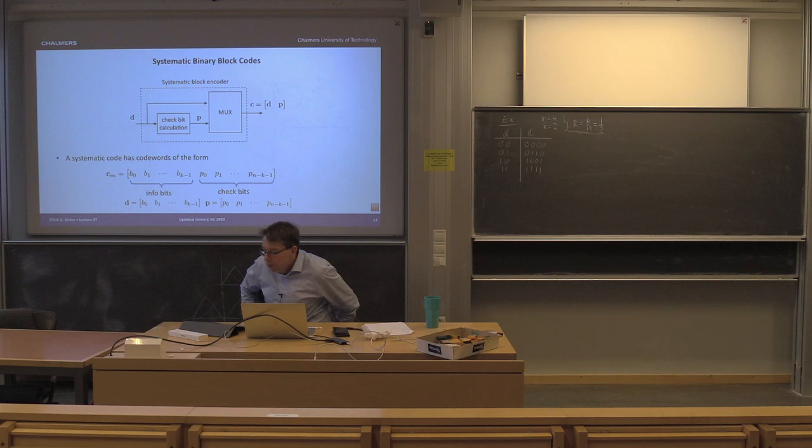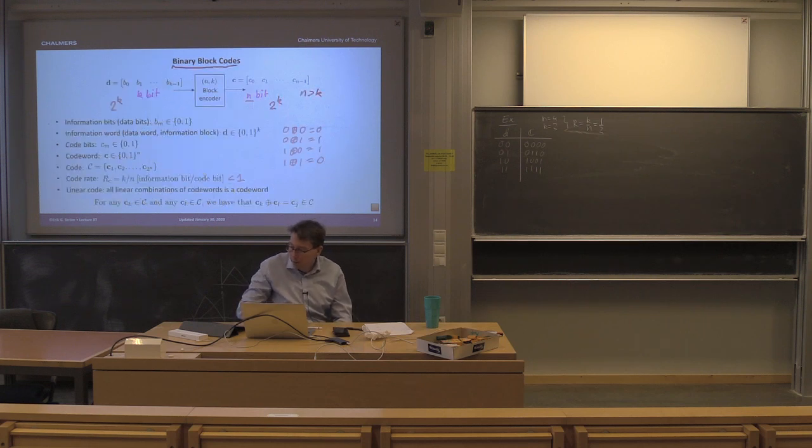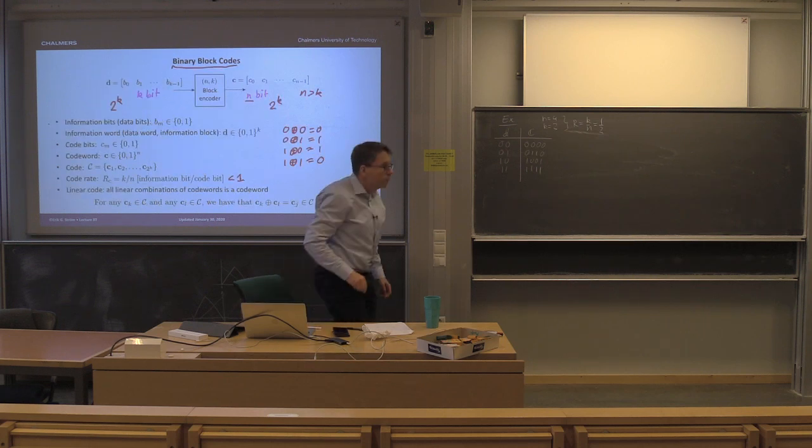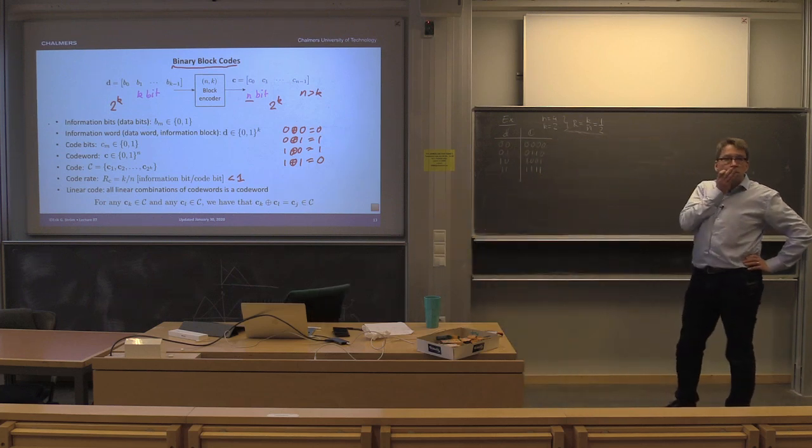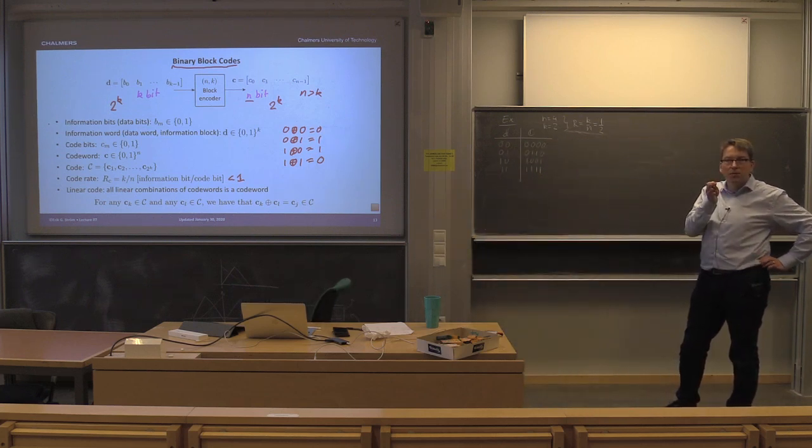Good. So now we will specialize this. We will talk about linear block codes. And by the way, is this a linear block code? This is a tough question, actually, so I'm not expecting an answer. But linearity, how do we check for linearity?